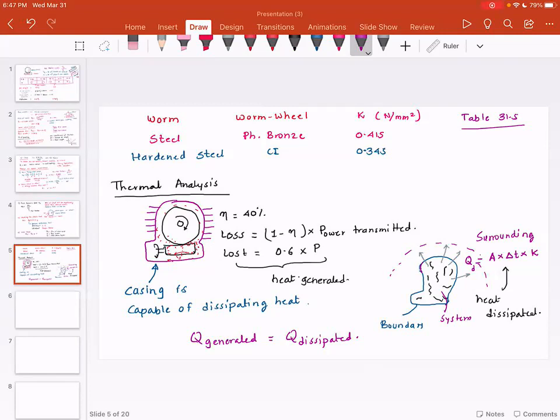And what we do for that is, typically the value of K depends upon the type of cooling system that you have. If you have forced cooling, clearly the value of K will be significantly higher. If you have free cooling or free convection, the value is significantly lower. So typically, the value of K is taken as 378 watt per meter square degree Celsius. This is an approximate value, and it is considered just as a guideline. And A is the area of housing.